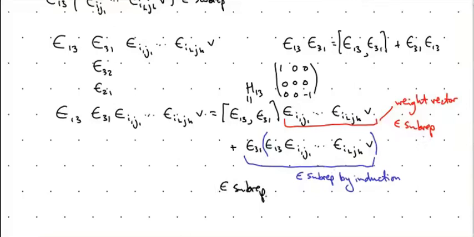Okay, so there are two more cases. I'm not going to do them. I'll leave them as an exercise, where this second guy is E32 or E21. They're slightly different, but similar in nature.